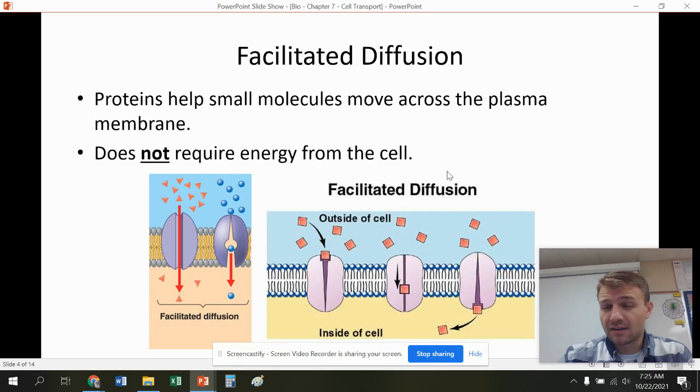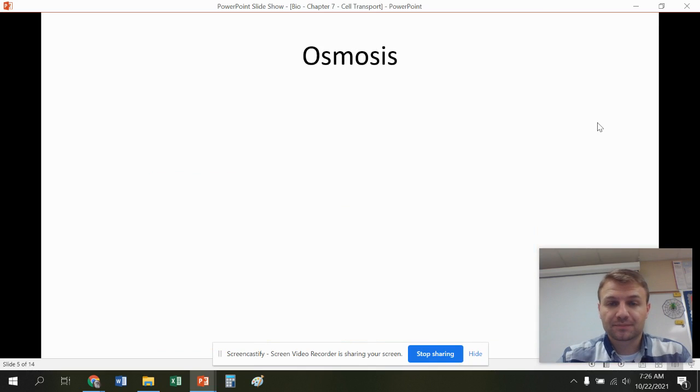Next is facilitated diffusion. With facilitated diffusion, again, it does not require energy. We're just moving through membrane proteins, going from areas of high concentration to areas of low concentration. The first one that we talked about, diffusion, is just in any space, so it could be in a beaker, could be just in the room, whatever. Facilitated diffusion is through a membrane. That's actually the only difference, is you're moving across this semi-permeable membrane.